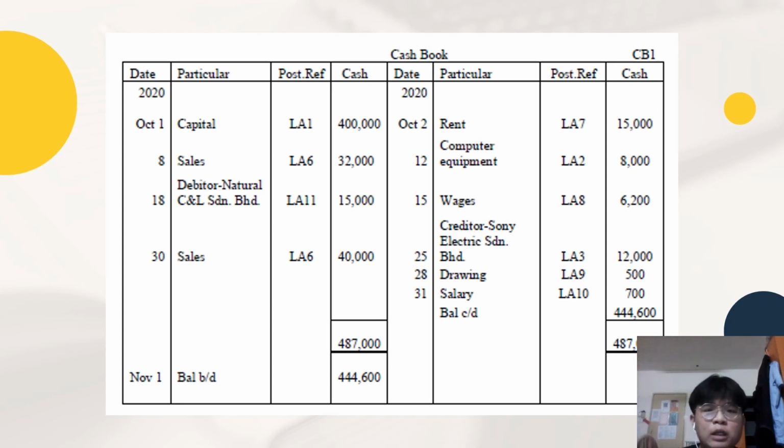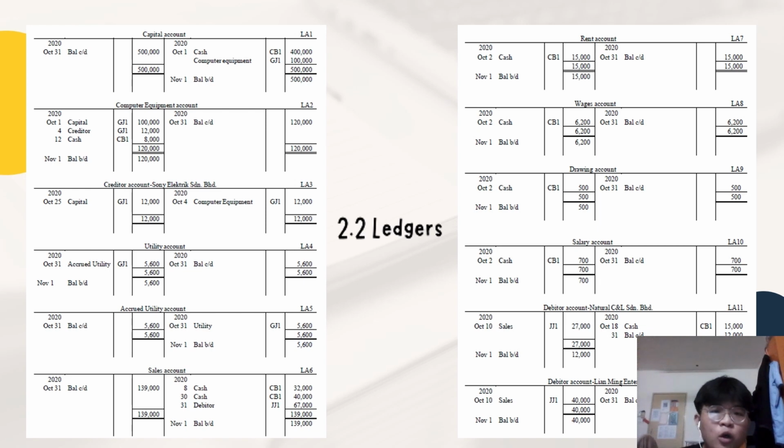On the debit side of the cash book, we have capital, sales cash, and the capital from Natural C and L Sedia Berhad. On the debit side of the cash book, the company receives cash. On the credit side of the cash book, we have rent, computer equipment, wage, creditor Sony Electric Sedia Berhad, drawing, and salary. On the credit side of the cash book, the company pays cash out in the month. Next is the ledger. In the ledger, we have 12 accounts: capital account, computer equipment account, creditor account, utility account, accrued utility account, sales account, rent account, wage account, drawing account, salary account, and two debtor accounts. All accounts in the ledger will be balanced and carried into the trial balance.